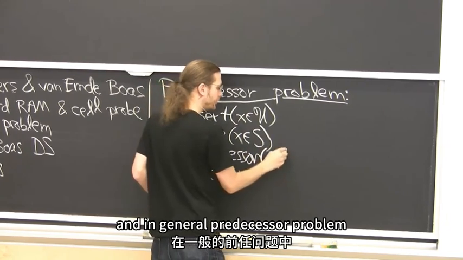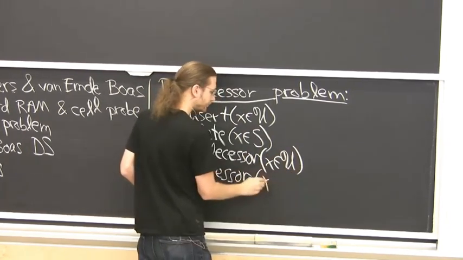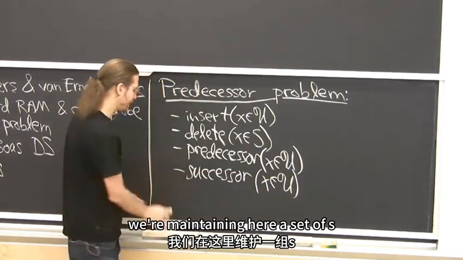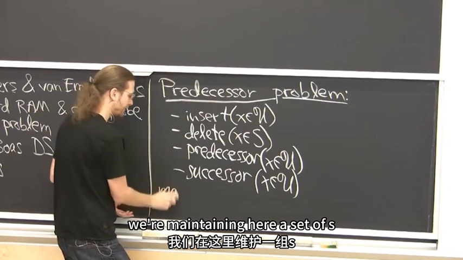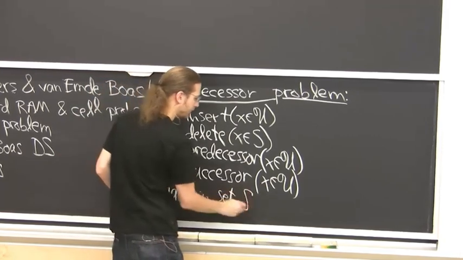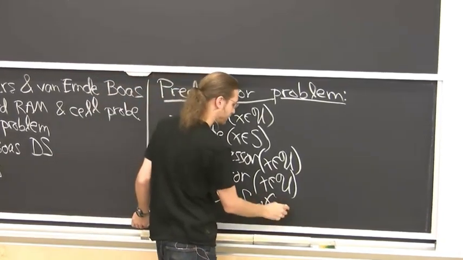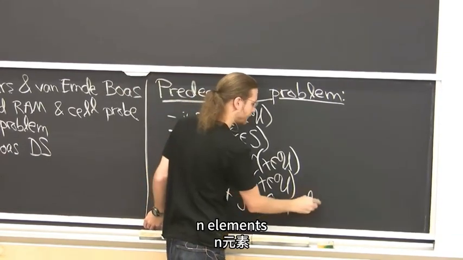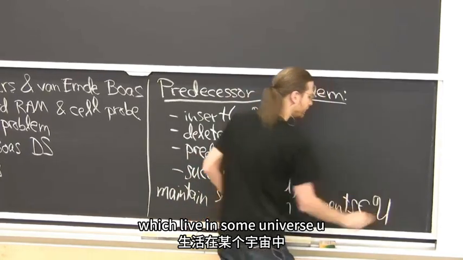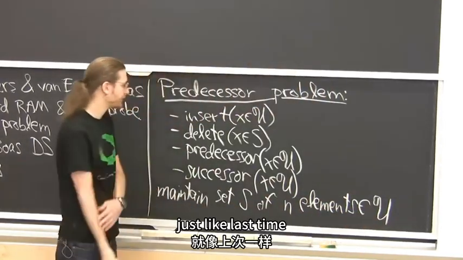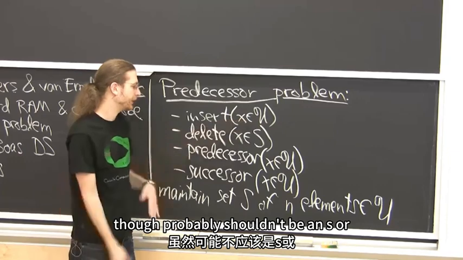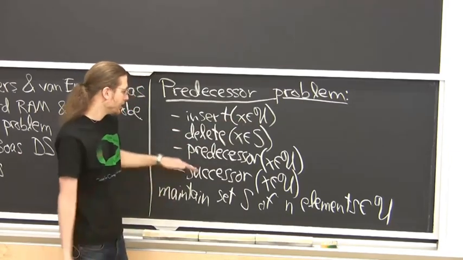And in general, the key thing I want to highlight is that we're maintaining here a set called S of n elements, which live in some universe, U, just like last time. When you insert, you can insert an arbitrary element of the universe. That probably shouldn't be an S, or it'll get thrown away.